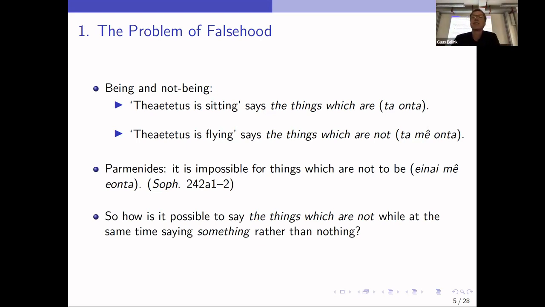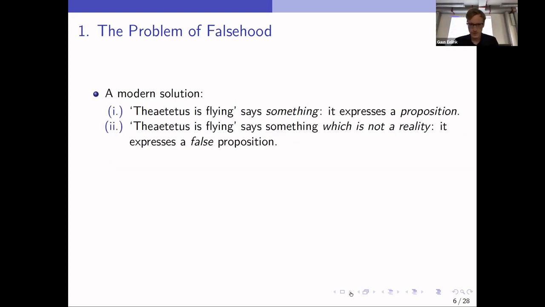Now, you might think that's an easy problem. I already know the solution. And if that is what you think, then it is likely that you have in mind what I take to be a typical modern solution to this problem. And this modern solution is to say that the sentence Theaetetus is flying says something in that it expresses a proposition. But on the other hand, the sentence Theaetetus is flying says something which is not a reality in that it expresses a false proposition.